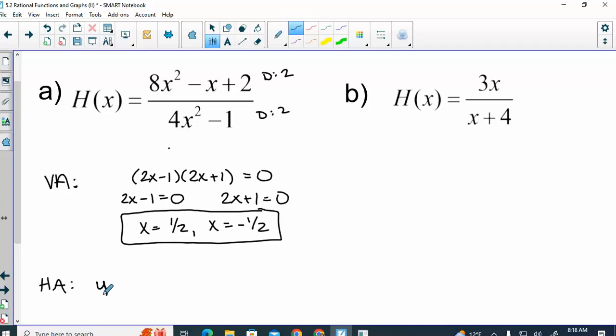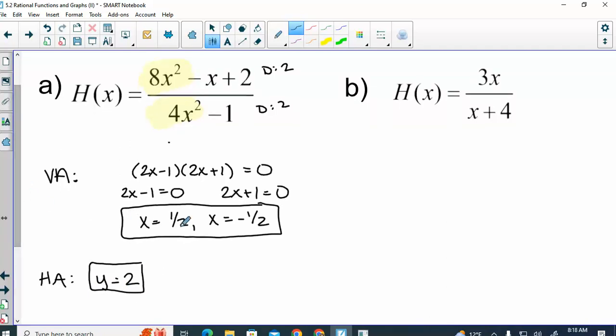Horizontal is always y equals a number. Do you know what that number would be? 2. If it's the same degree, all you have to do is divide those leading coefficients. So 8 divided by 4 is 2. Any questions there? Why don't you guys try B?